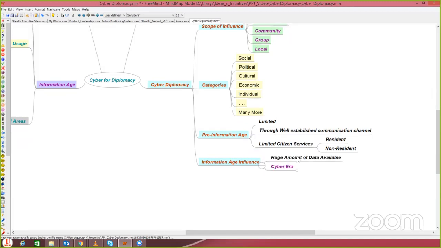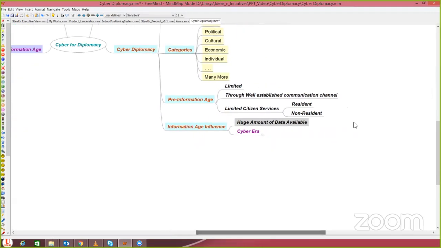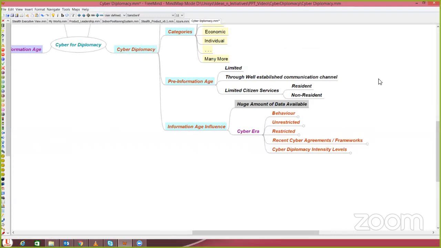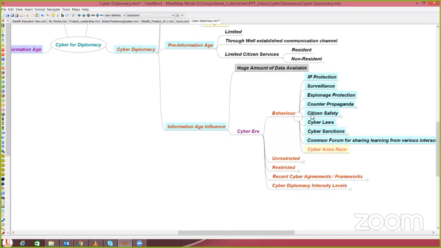But today we have far deeper reach with the cyber data available, with the cyber enablement of diplomacy. Yeah, so there's a huge amount of data, and this cyber area actually has resulted in a lot of changes in the way we interact, right? If we see from a behavior perspective, we have influenced a lot of behavior in the way we are looking after data which is required for diplomacy. We have enabled many things like IP protection, intellectual property protection. We have enhanced our surveillance, espionage protection, counter propaganda, and I'll give some examples of these as well.